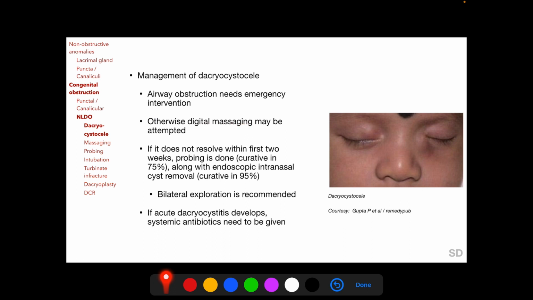If dacryocystocele does not resolve within the first 2 weeks of initiating digital massaging, probing should be done, and probing is curative in 75% of dacryocystoceles. If in addition endoscopic intranasal cyst removal is done, 95% of patients with dacryocystoceles are cured. Bilateral exploration is recommended because, as we have discussed, 20 to 30% of congenital dacryocystocele patients have bilateral intranasal swelling. If acute dacryocystitis develops from a dacryocystocele, systemic antibiotics need to be given.